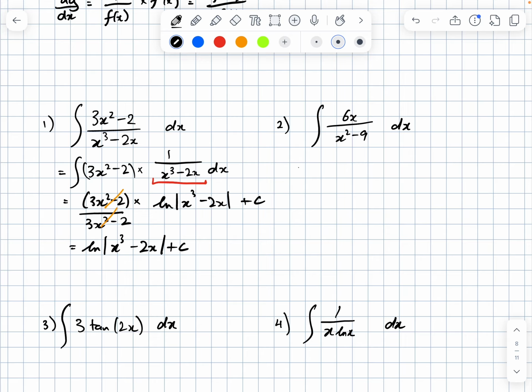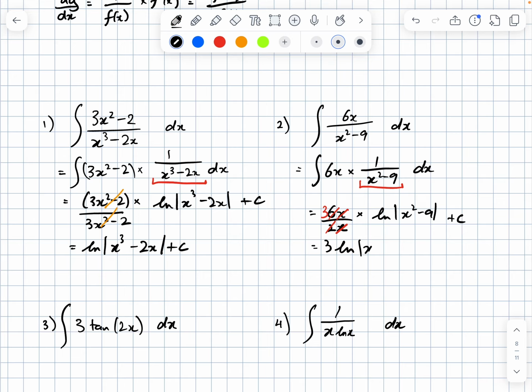Again, rewrite this as 6x times 1 over x squared minus 9, and then we're just going to integrate the fraction part. The 6x stays where it is, times ln of x squared minus 9, and then divide by 2x, divide by the derivative, plus c. The x's cancel, and 6 divided by 2 is 3. We're left with 3 ln of x squared minus 9 plus c.